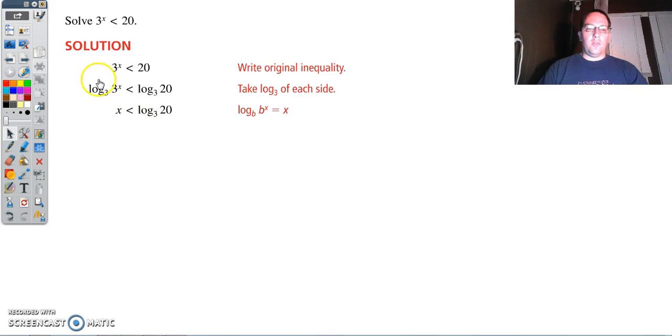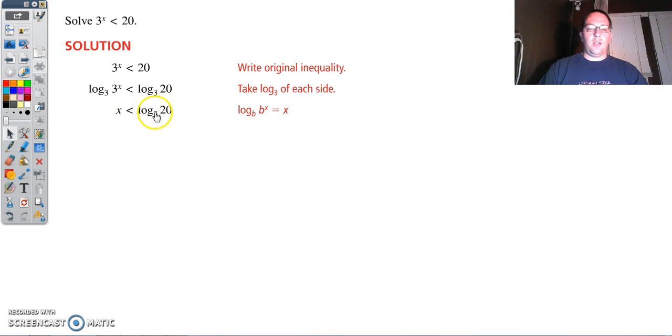However, if you're going to do that and just bypass this second step here, you have to be very careful that the inequality stays in the same orientation in relation to the variable. So since this was x less than, it needs to still be x less than. So that's very important if you're going to try and bypass this, which is fine. You can do that. Just make sure you're very careful about that. So our answer is x is less than log base 3 of 20.